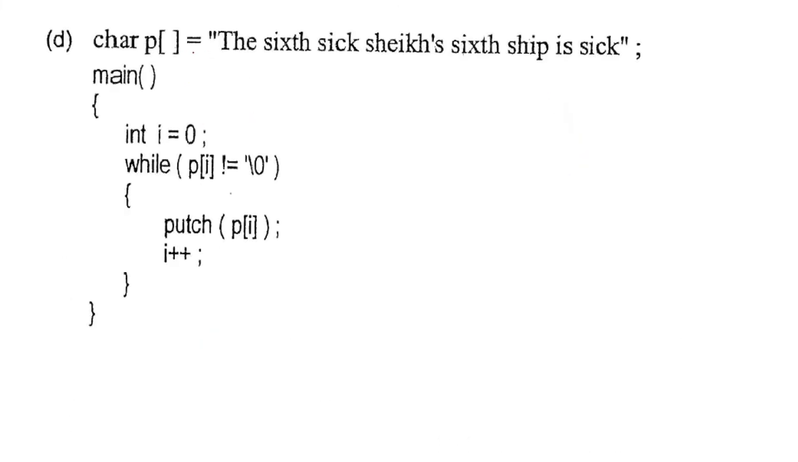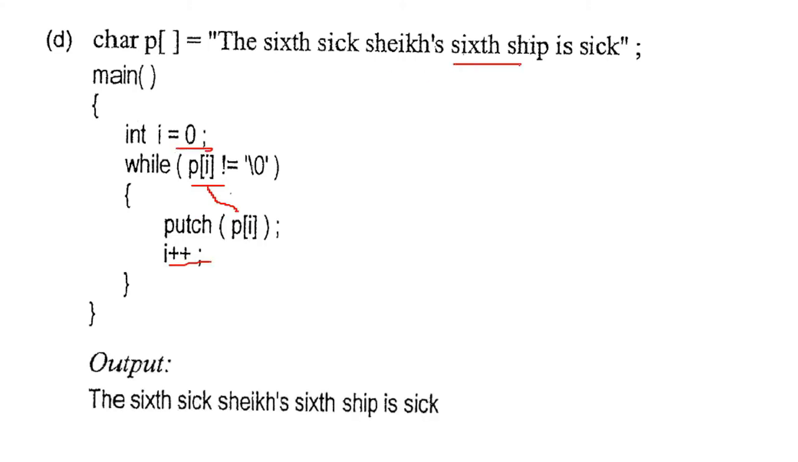Then we have one more character array, and here we start with i = 0 and p[i] not equal to '\0'. Then we putchar all this p[i], starting from 0 with i++. So this content will be shown, and there is no problem. Putchar will put the character on the screen.